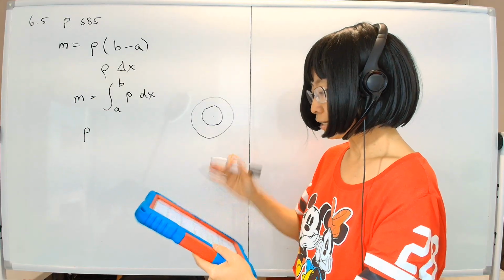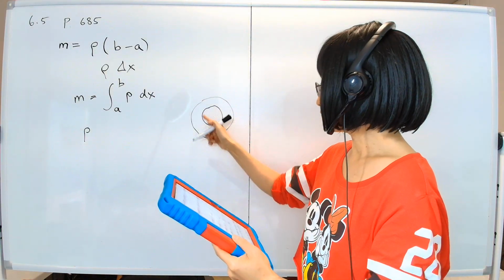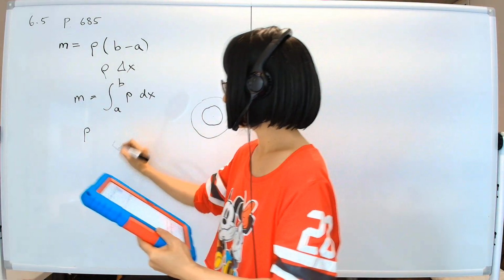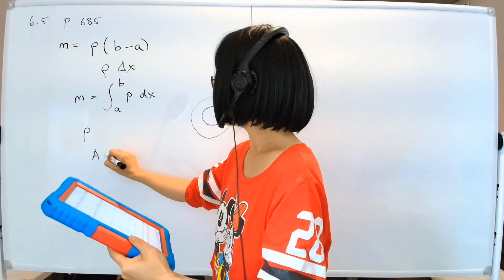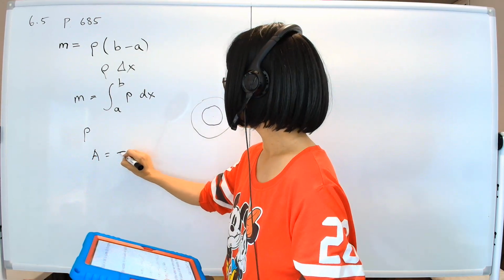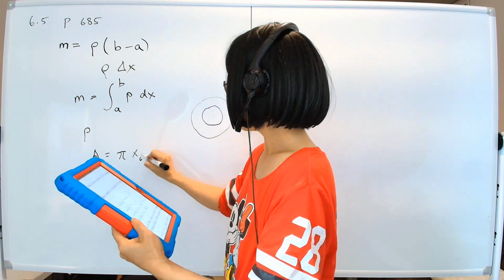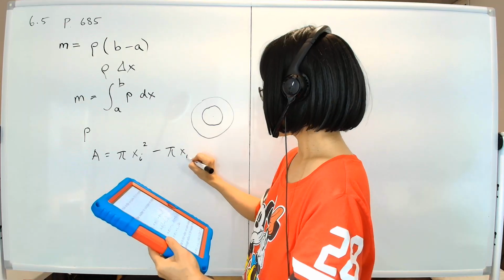So we're going to calculate the area of this thin circle, which is, of course, the outside. First let's calculate the area. The area equals pi times the outside circle, pi x_i squared, minus the inside circle, pi x_{i-1} squared.